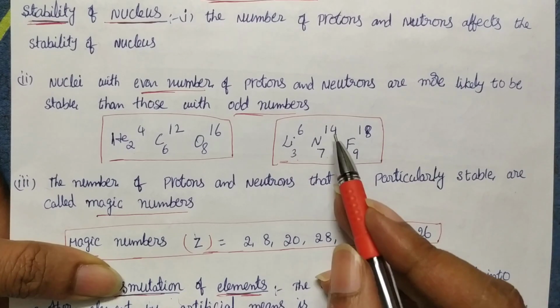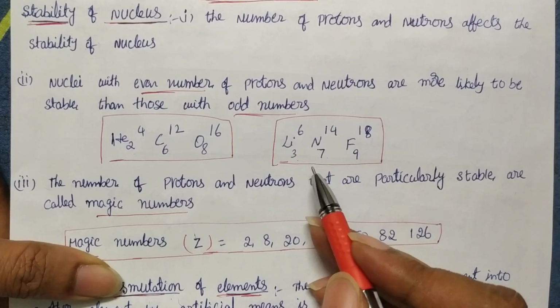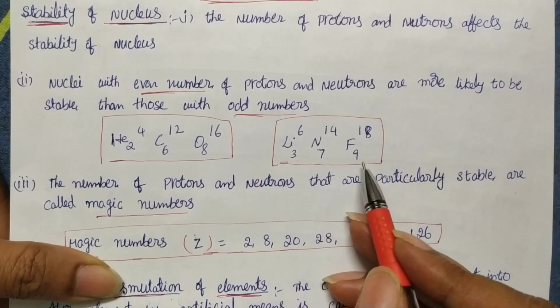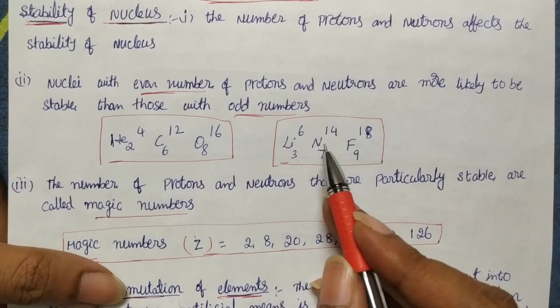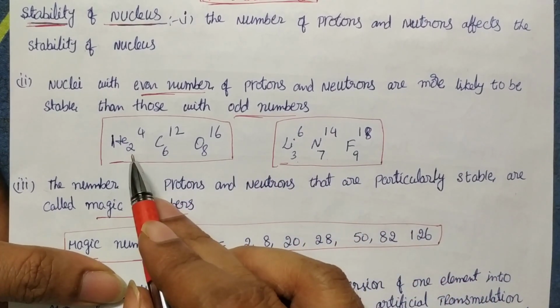18 minus 9, 14 minus 7, 6 minus 3: odd number of neutrons and odd number of protons. So when compared to the others, these elements are a little less stable.